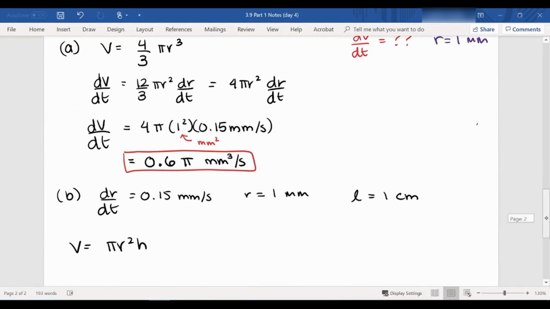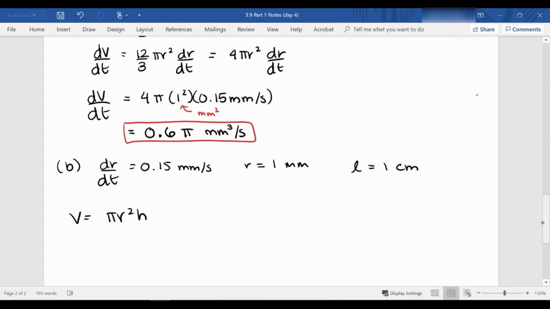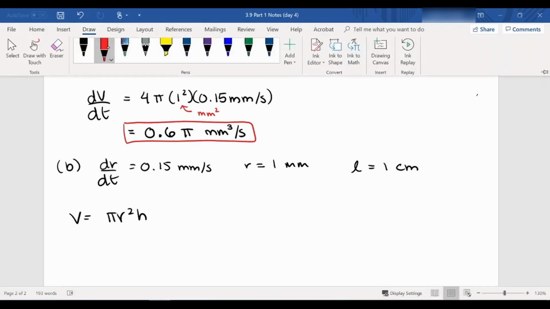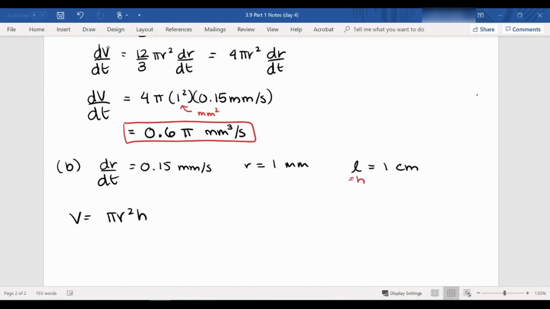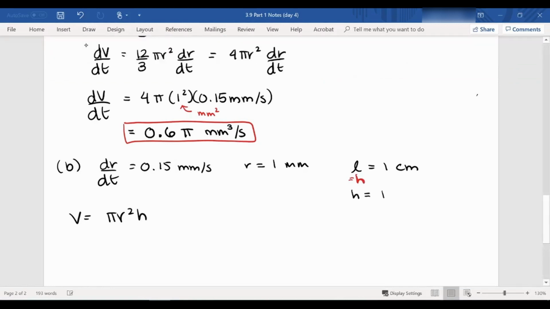Now, they didn't give us h, they gave us L. And one problem we have before we start plugging things in is that we don't have the same units here. We've got r in millimeters and dr/dt in millimeters, but our L, or our h, is in centimeters. So this is our h in our formula, but now our problem is that we don't have the same unit. So I'm going to change this to be 10 millimeters.